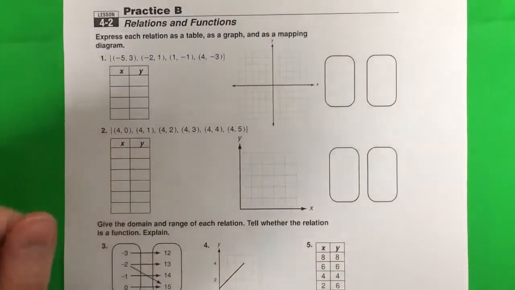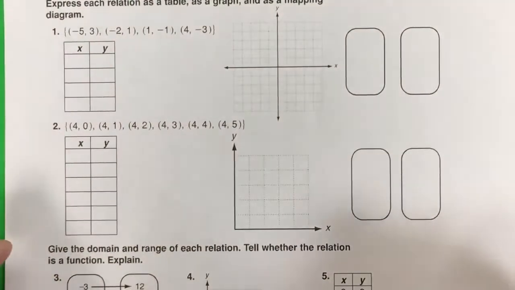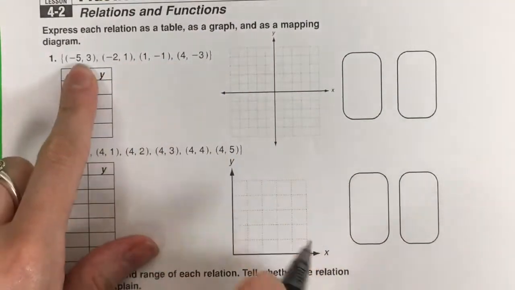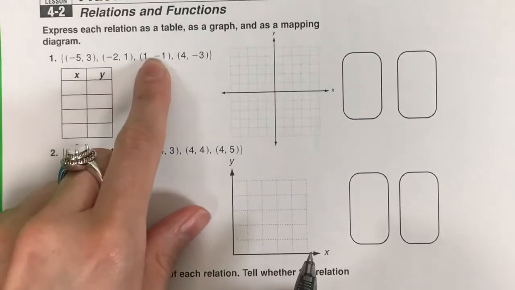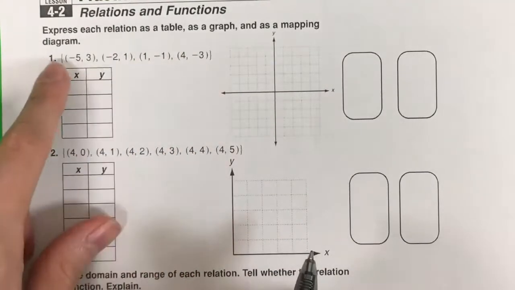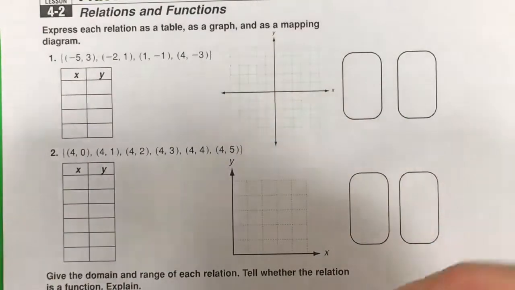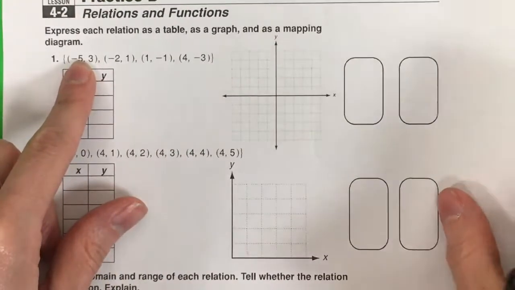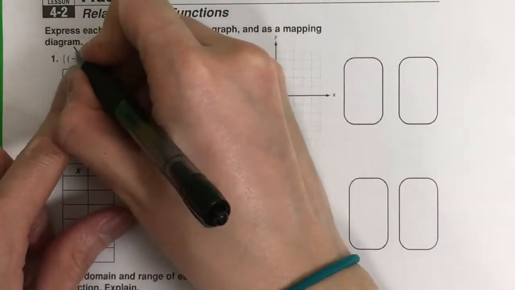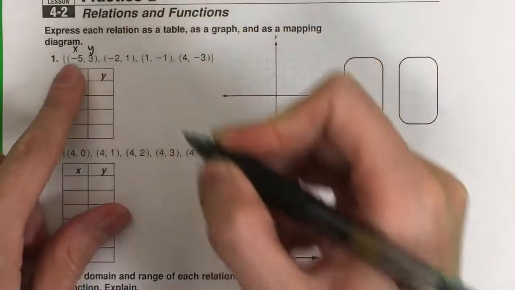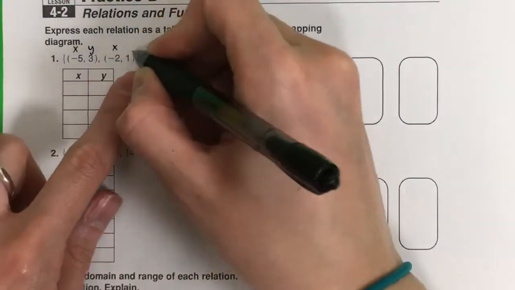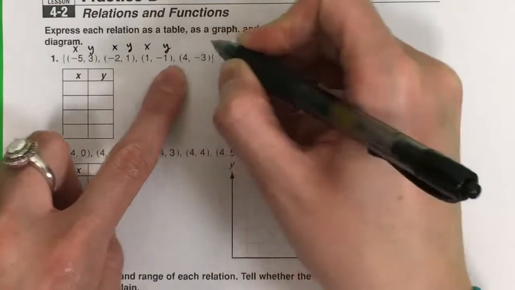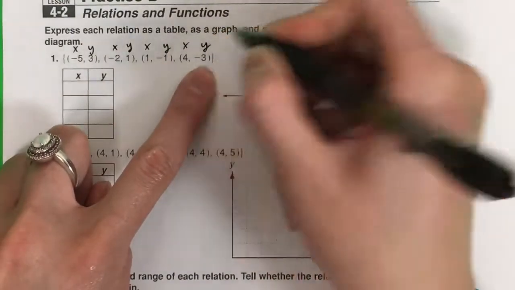So for my first question, I have 4 ordered pairs. Okay, (-5, 3), (-2, 1), (1, -1), and (4, -3). The first thing I'm going to do is put my x and y. So the first number in an ordered pair is always going to be the x. So -5 is x, 3 is y. So I'm going to go ahead and put my x, y. So -2 is x, 1 is y, 1 is x, -1 is y, 4 is x, -3 is y.